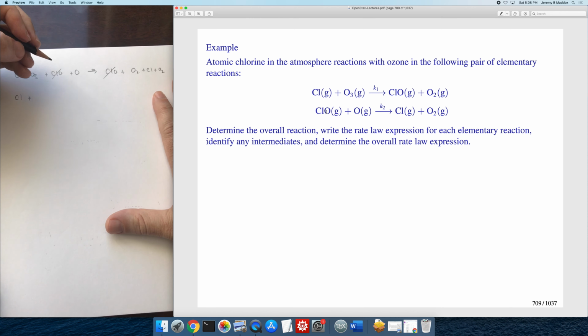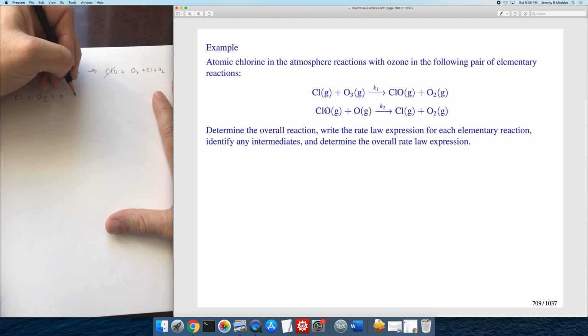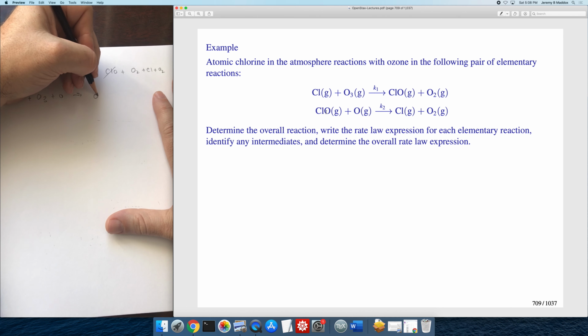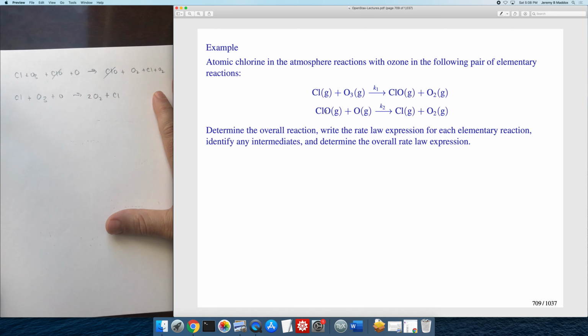Cl plus, did I miss one? No. Those cancel out. Yeah. So O3 plus O gives you two O2s. That worked out.